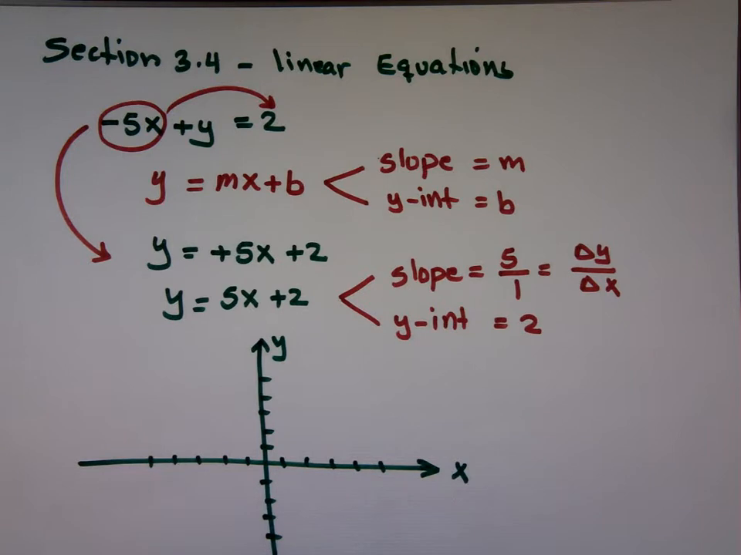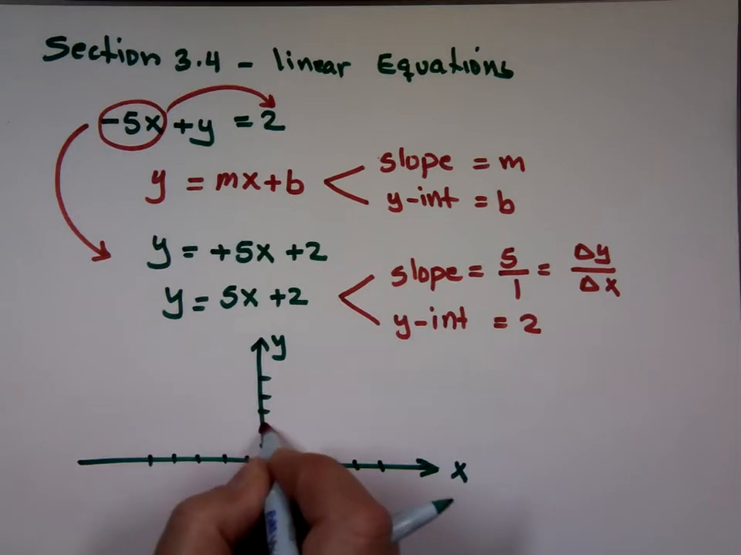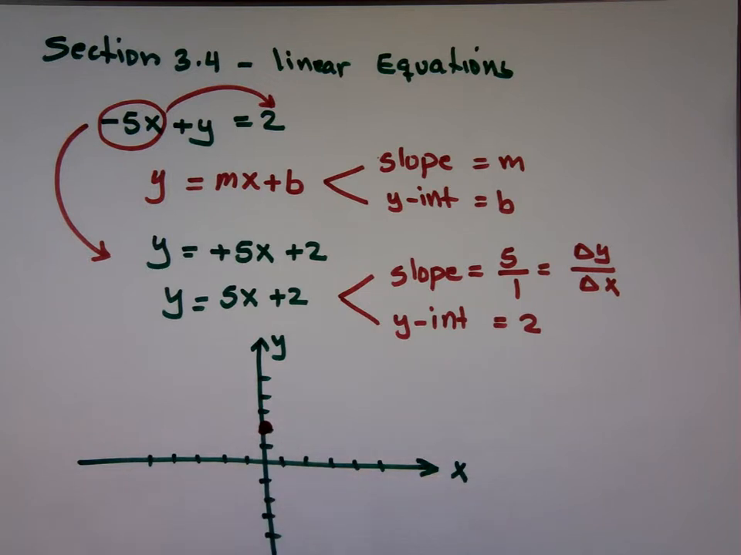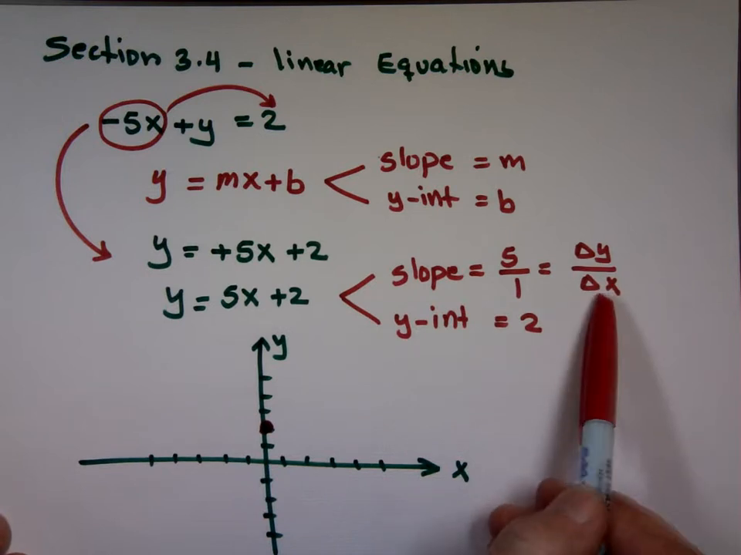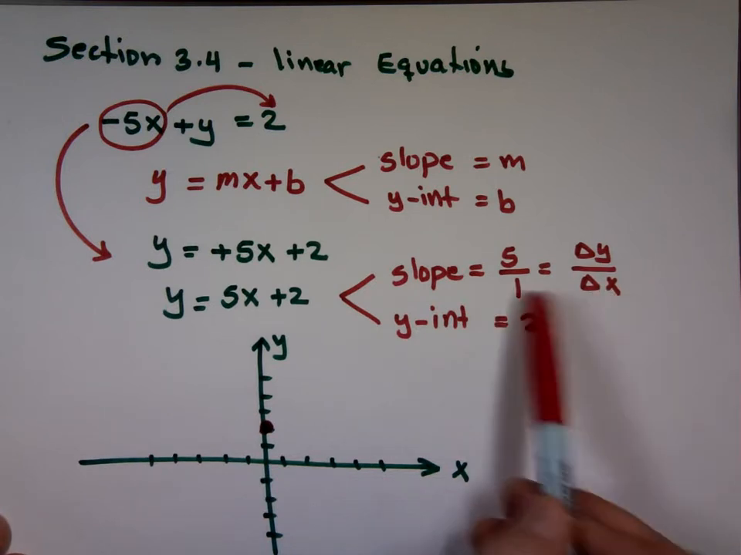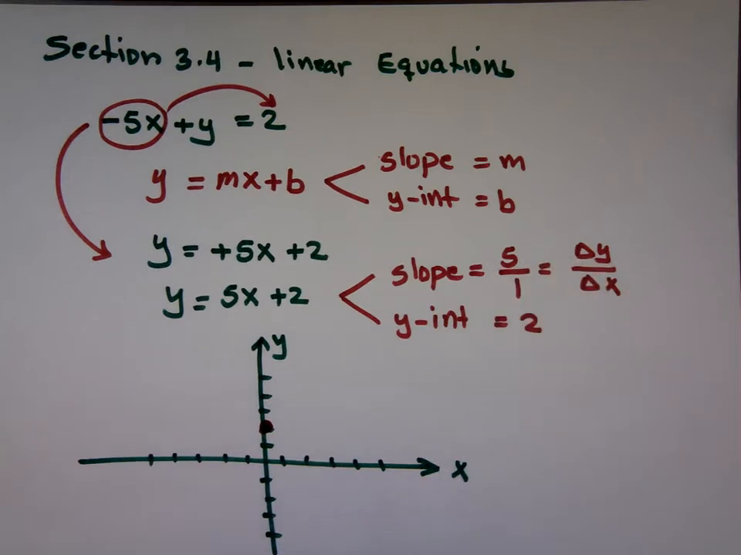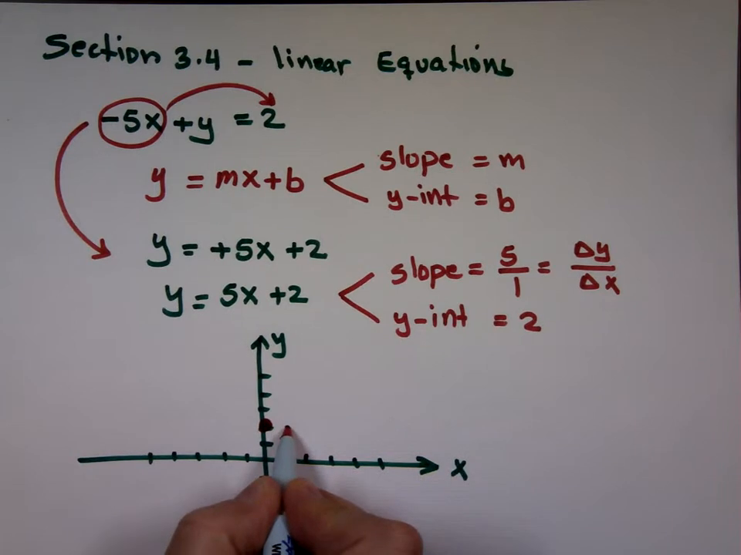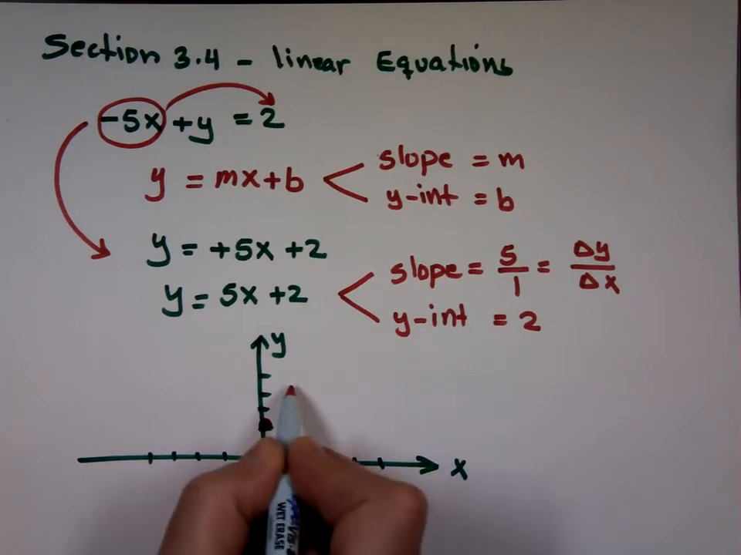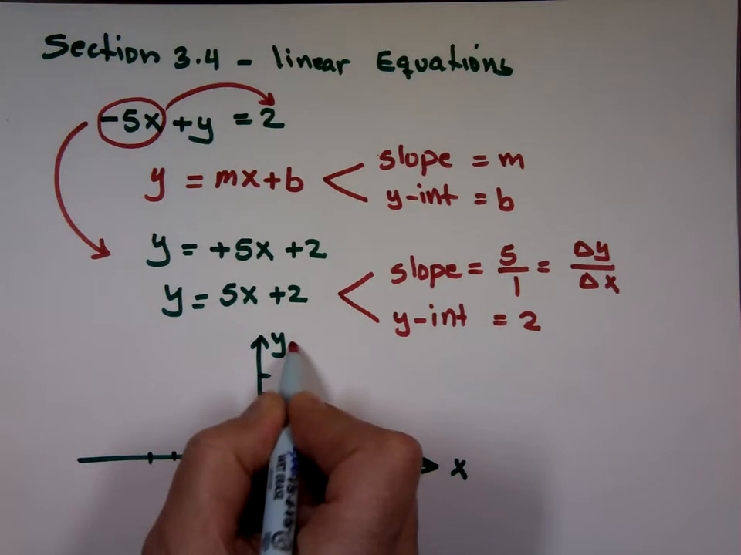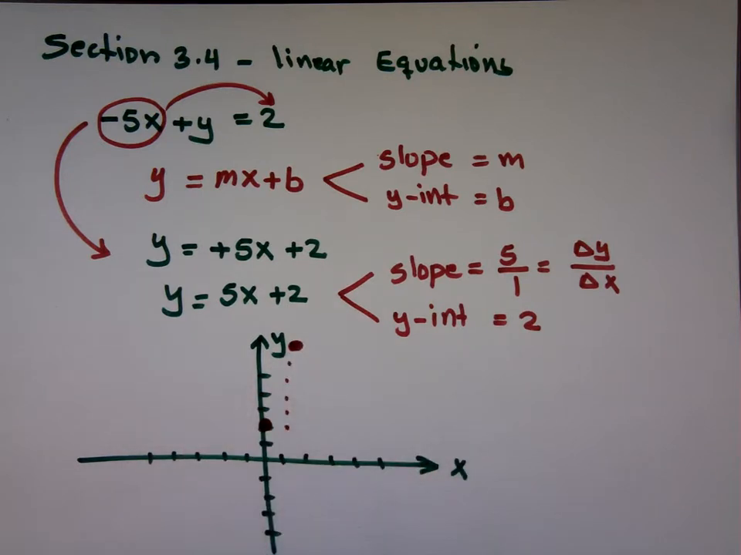So my y-intercept is what? 2. That's this point. And now let me look at the slope. The slope is 5, or 5 over 1. What this is telling me is, if you increase x by 1, because that's a positive, you have to increase the y value by what? By 5. So let me increase x by 1 and increase y by 5. 1, 2, 3, 4, 5. That's where the second point will be. Go 1 to the right and 5 up.